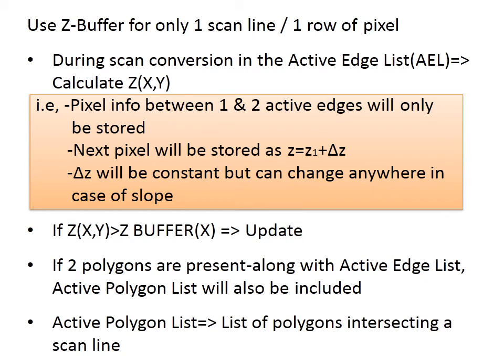If two polygons are present along with the active edge list, an active polygon list will also be included. The active polygon list holds the polygons intersecting a scan line.